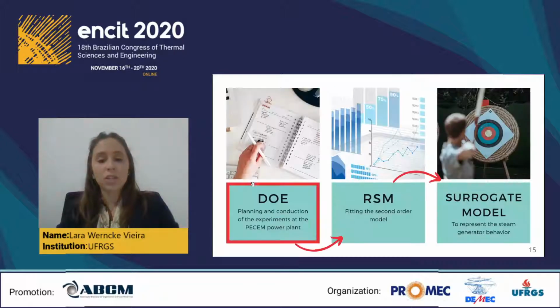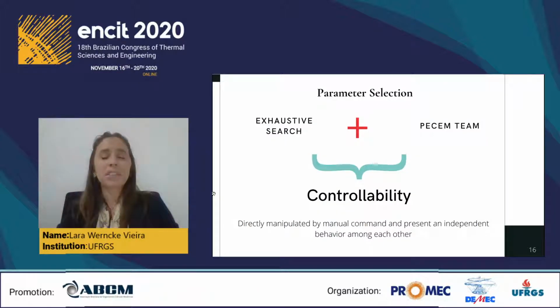We applied this methodology in PECEM power plant starting with the design of experiments. So we have a lot of parameters to worry about at PECEM power plant. So we started with an exhaustive search considering all the possibilities of parameters that we could work with, because we need to know which is really important to the operator, and we could account with PECEM team advice. So one important thing here is the controllability of the parameters, because we need parameters that can be directly manipulated by manual command and presented independent behavior among each other, because we need parameters that the operator can actually manipulate. So this is really important in our methodology.